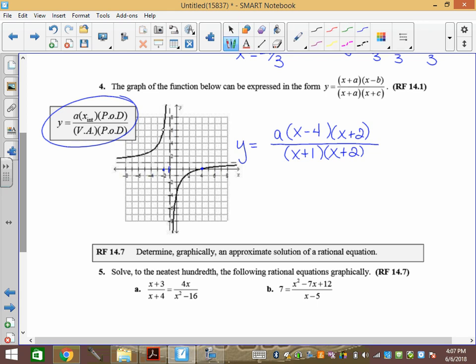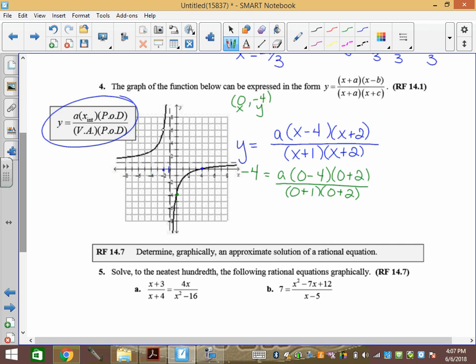I'm going to use my y-intercept, which is (0, -4), because it crosses through quite nicely. That's my x and my y. So I'm going to get -4 equals a times (0 minus 4)(0 plus 2)(0 plus 1)(0 plus 2). Yes, you could cancel off the 0 plus 2s if you'd like.